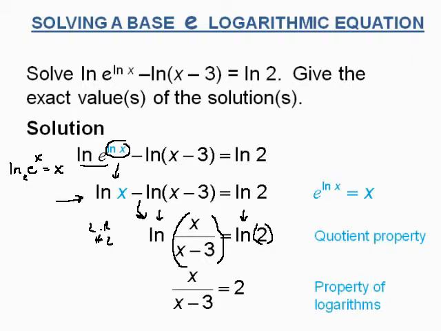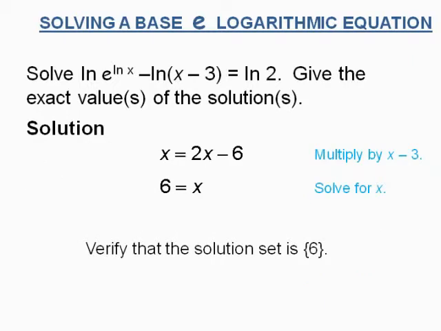All right, you know what's coming next. How do we go from the bottom? Multiply by the LCD. Here we come. We get x equals 2x minus 6. X will come out to be 6. And verify that. I believe it will check.